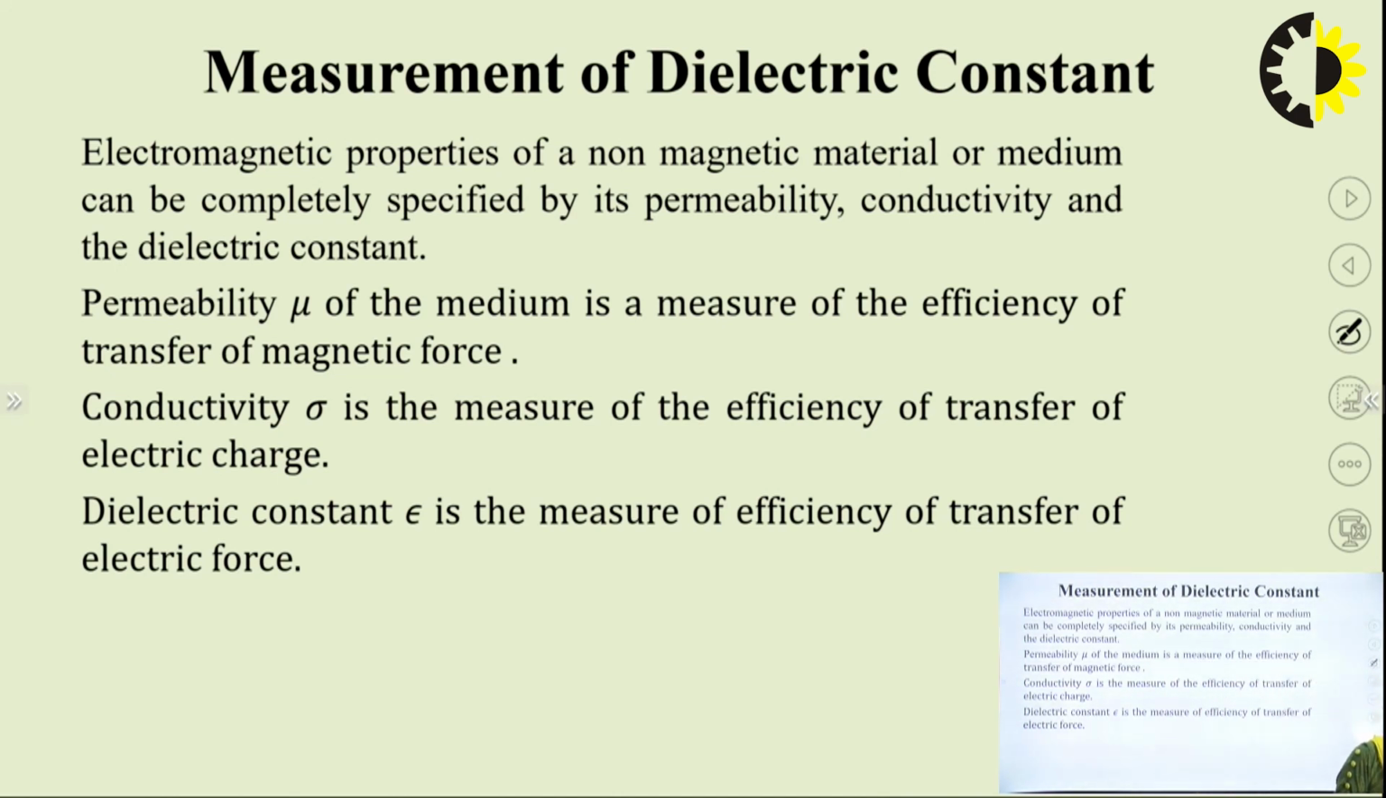In a microwave system we are using a particular type of dielectric. Through this dielectric the measurement and all the functions of radiation can be found out. So the electromagnetic property of a non-magnetic material or medium can be completely specified by its permeability, conductivity and the dielectric constant. So today we will concentrate on the measurement of this dielectric constant. First we will discuss all three properties of a medium.